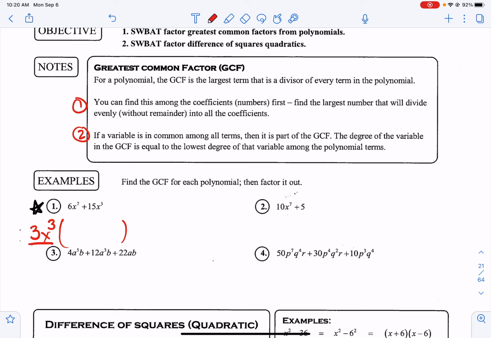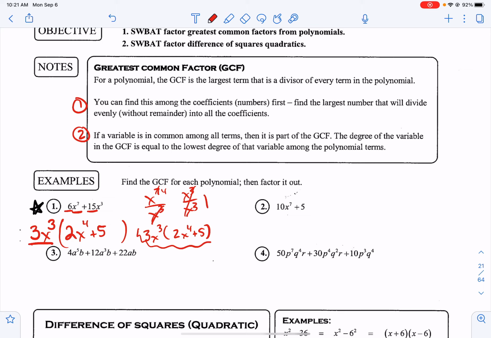So the way that I do that, I take my 6 and I divide it by 3, and that's just 2. I take my x to the 7th and I divide it by x to the 3rd. So if I have x to the 7th divided by x to the 3rd, those 3 cancel out, and I'm left over with x to the 4th. Then I take 15, and I divide it by 3. Well, that's 5. And x cubed divided by this x cubed, that just goes away, right? Those all cancel out, and I'm left with a 1. So when I factor out my greatest common factor, I end up with 3x cubed multiplied by 2x to the 4th plus 5.